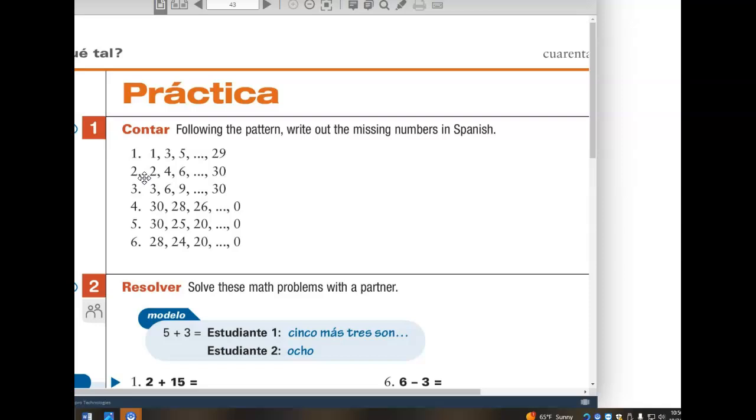Number 2, by evens. 2, 4, 6, 8, 10, 12, 14, 16, 18, 20, etc. Number 3, going by threes. Number 4, going by twos downward, 5s downward, and 4s downward.